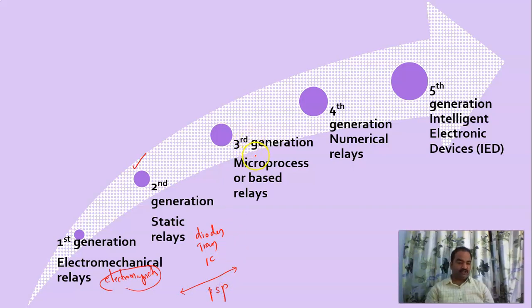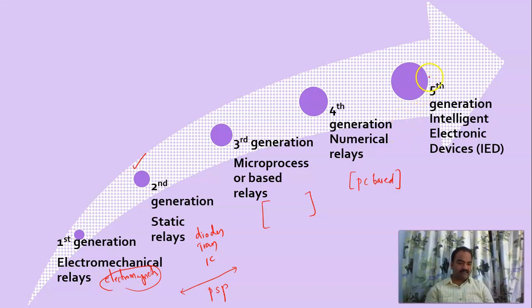And this is the third generation relays, which do employ basic microprocessors. You might have studied this in your MPMC, how to program a microprocessor. And fourth generation relays or numerical relays, which do use advanced microprocessors, or what we call PC based relays.